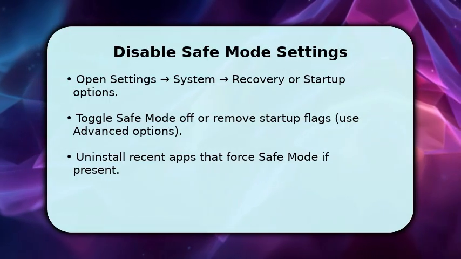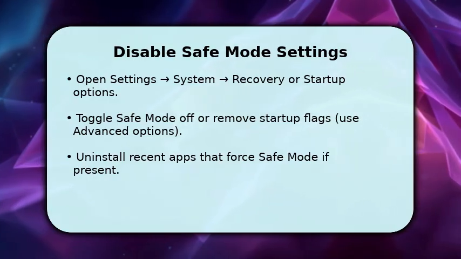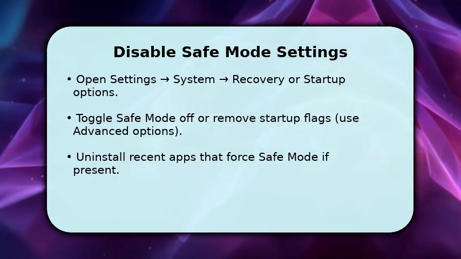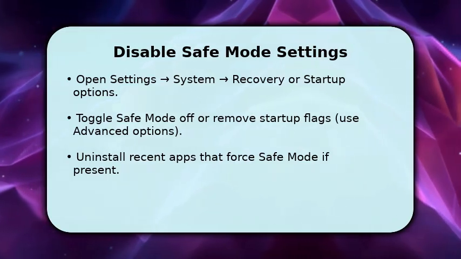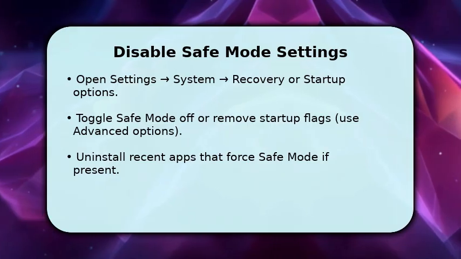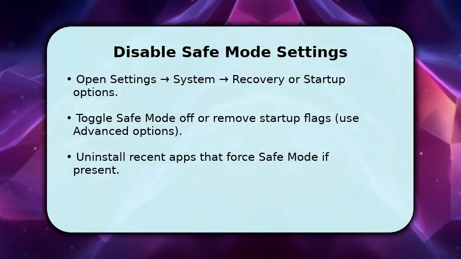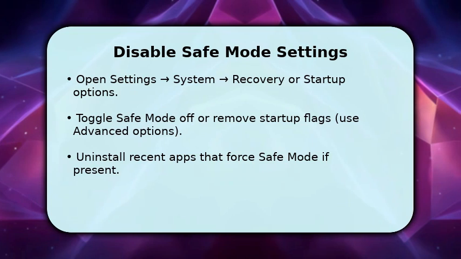If an app triggered Safe Mode, uninstall it while still in Safe Mode to prevent retriggering. That removes the cause rather than just the symptom. Make sure to confirm changes and note any prompts about restarting. Those restarts commit the new boot configuration, so you can move to final steps.